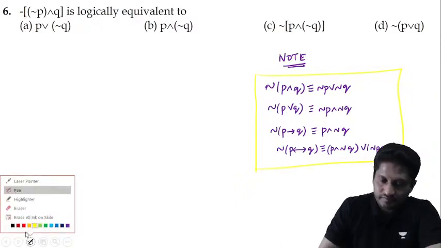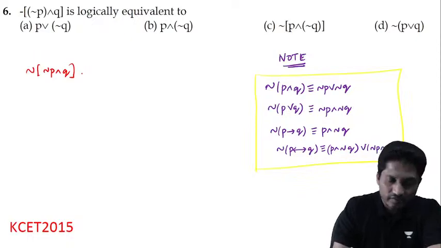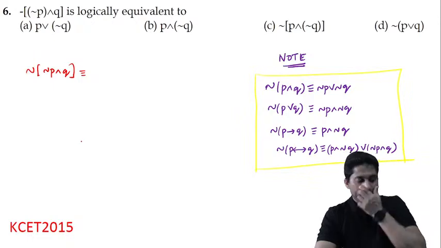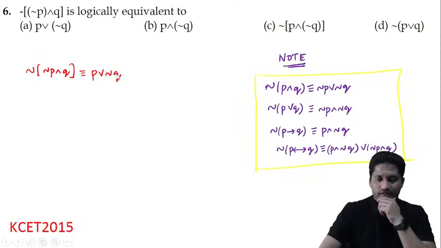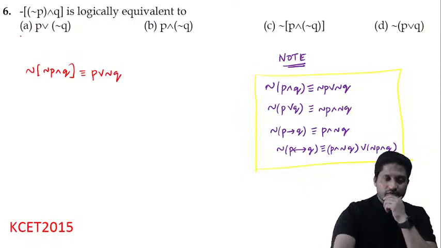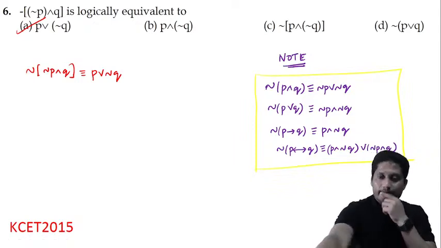So if I use that first result, negation of P conjunction Q, right, this is logically equivalent to negation P disjunction negation Q. Right, so that is the first option only. Let's move to the next question.